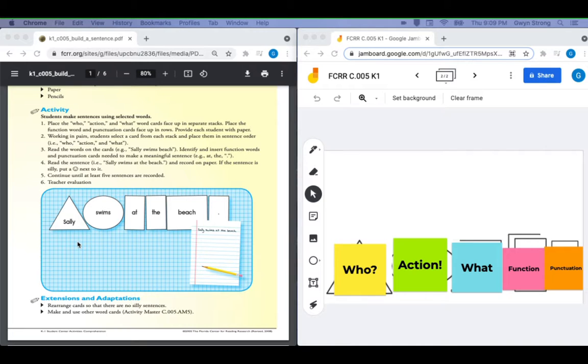So the point isn't to memorize that the triangle represents something, but it just helps you distinguish as you're playing the game, as you're thinking through the categories of what goes into a sentence. It supports your comprehension during that exercise. So let me show you how this is meant to be done.